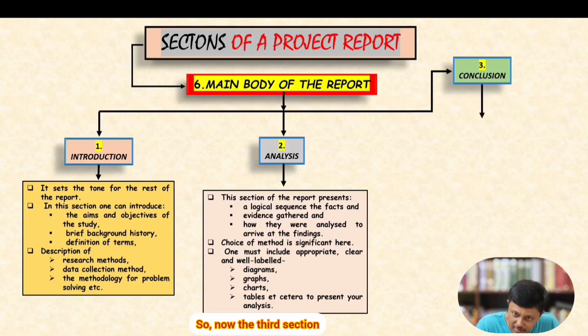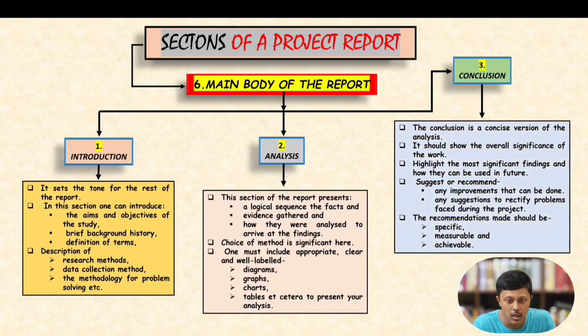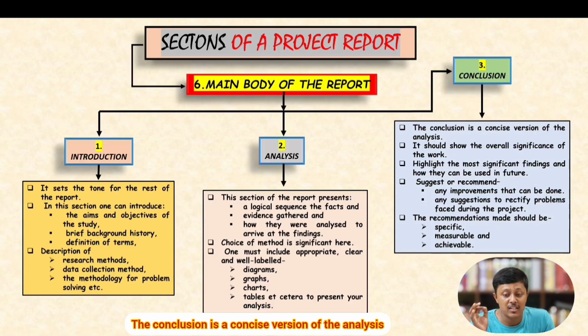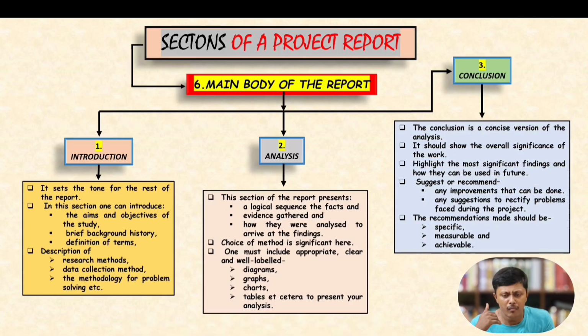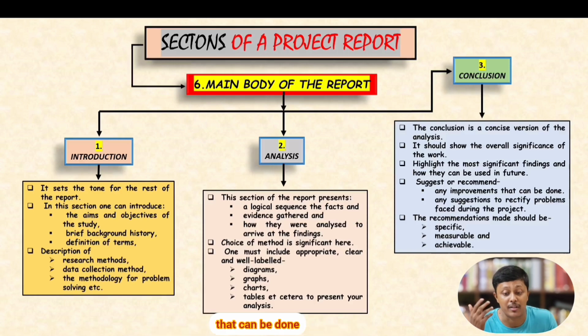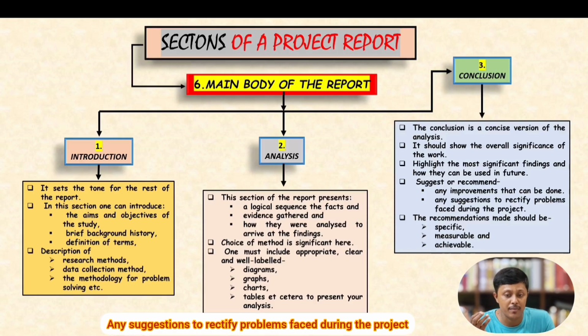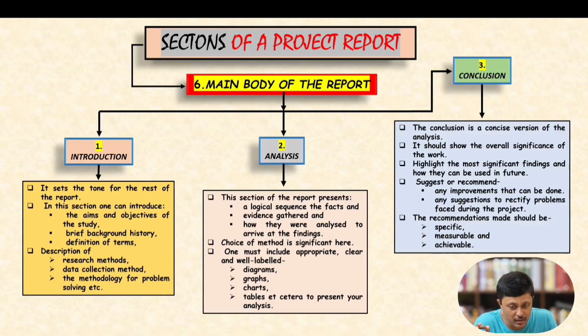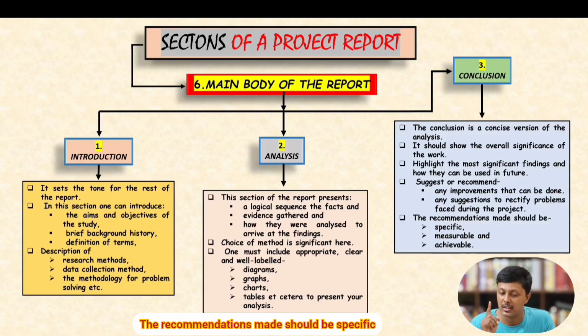Now the third section is the conclusion. The conclusion is a concise version of the analysis. It should show the overall significance of the work, highlight the most significant findings and how they can be used in future, and suggest or recommend any improvements that can be made, and any suggestions to rectify problems faced during the project. The recommendations made should be specific, measurable, and achievable.